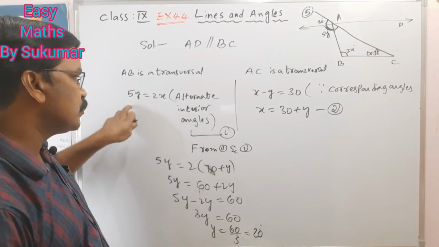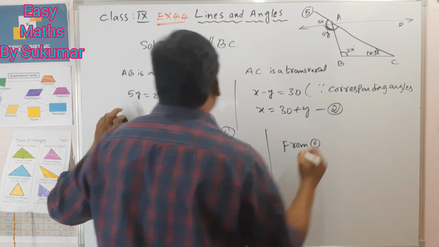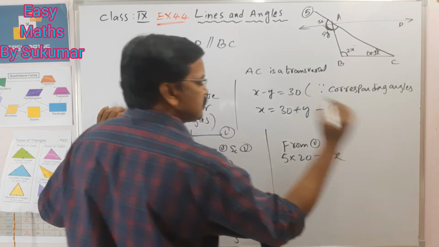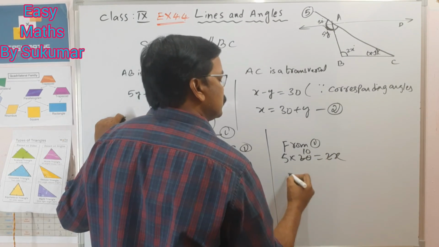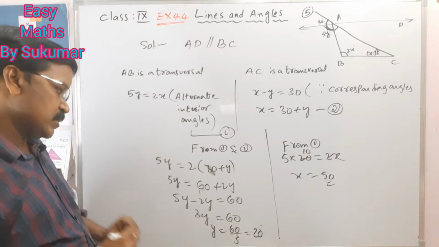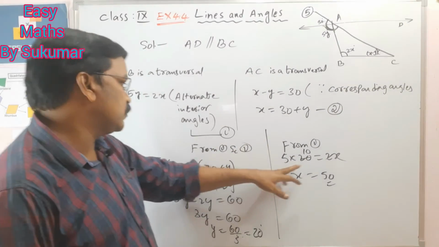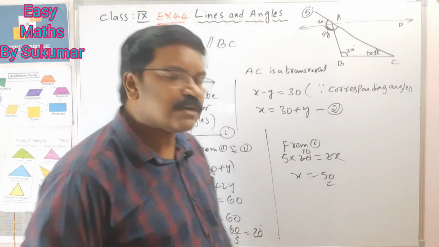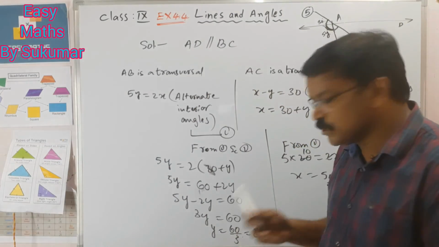Substitute y is equal to 20 in equation 1. That means from equation 1, 5 into 20 is equal to 2x. 2 into 10 is 20, so x is equal to 5 tens are 50. Understand? So the value of x is 50 degrees. The value of y is 20 degrees.